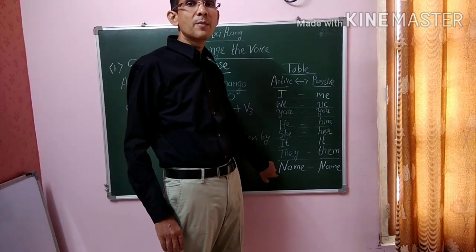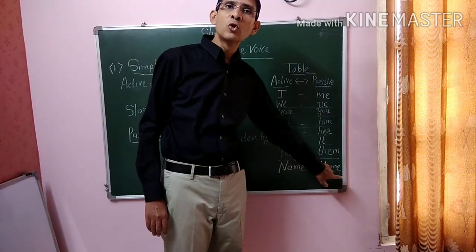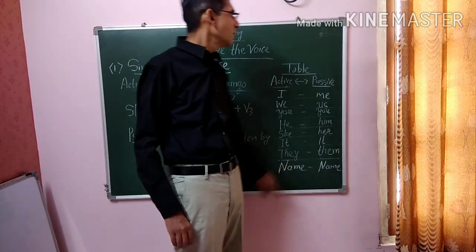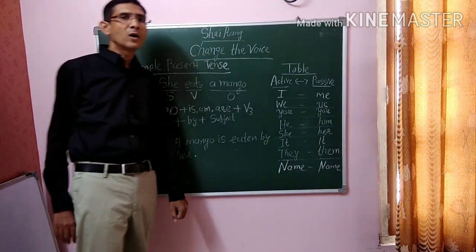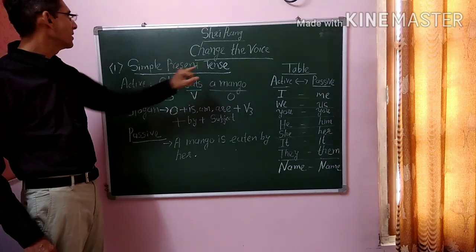And if you find any name, the name remains as it is. Suppose, for example, Ramesh, Mahesh, Suresh. The name remains as it is. There is no change in the name. Here is the table. Now I start the simple present tense.